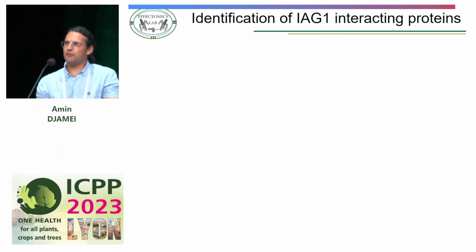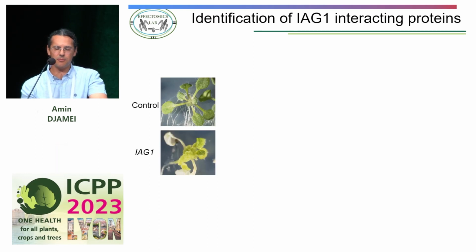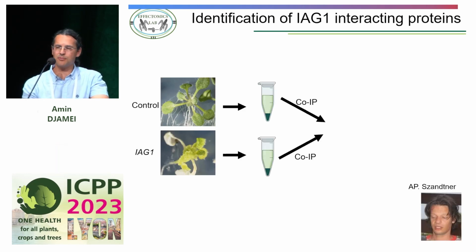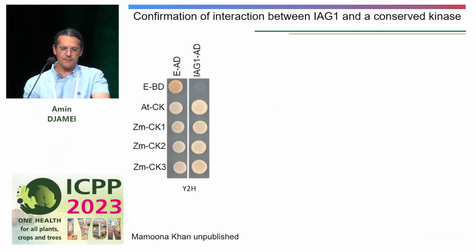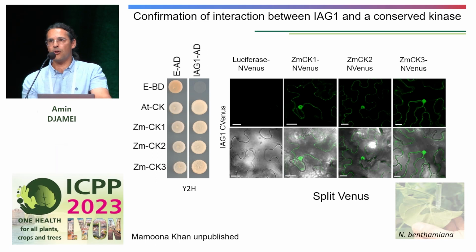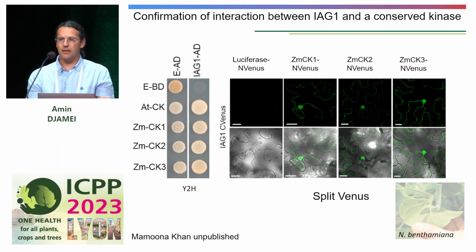So then we went on for the interaction partners, and we did this in collaboration by a co-IP mass spec approach with our friend Aladar Szanter. He is sitting in Hungary, and he identified a conserved kinase, which I cannot yet disclose to you, but it's a serine threonine kinase family, and this kinase has orthologs in maize, and we cloned them, tested them, and they are interacting nicely in yeast two-hybrid, but also in a split Venus approach, we can nicely see that they are interacting both in the cytosol as well as in the nucleus with IAG1.